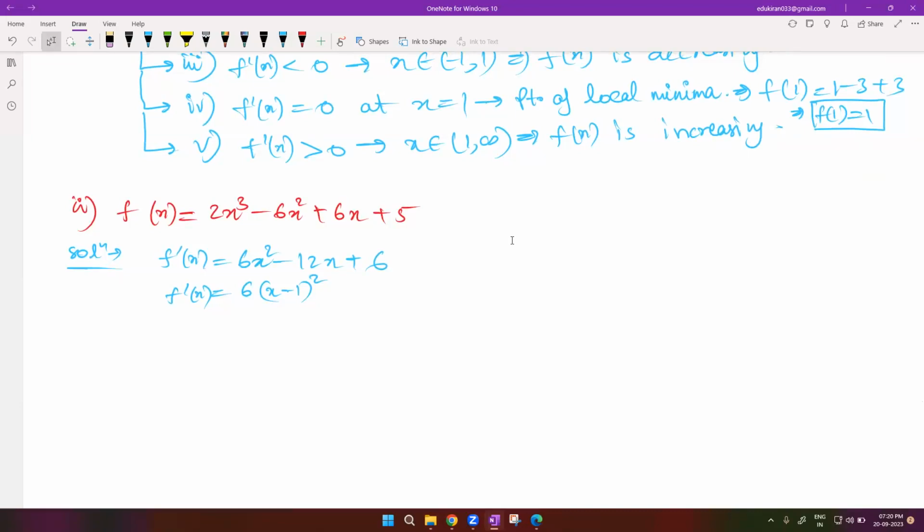Now, what is your comment on this? Can we apply wavy curve? I mean, we can certainly apply. Yes, sir, we can. But what should be the result? Minus infinity to 1, 1 to infinity. Yes, right. There is a root and the root is 1. So we have two intervals, minus infinity to 1 and 1 to infinity.